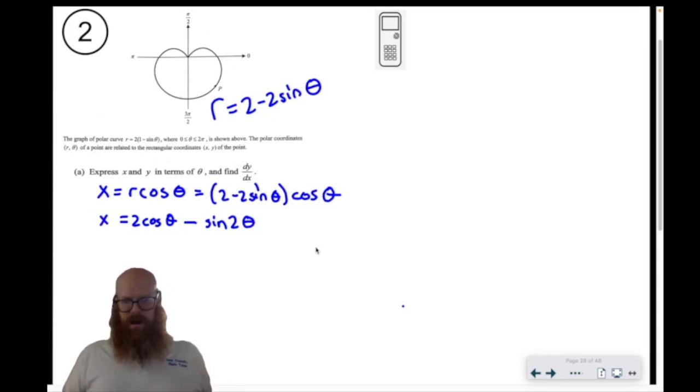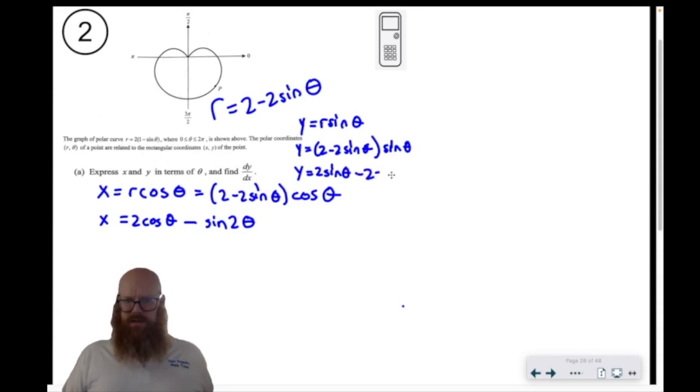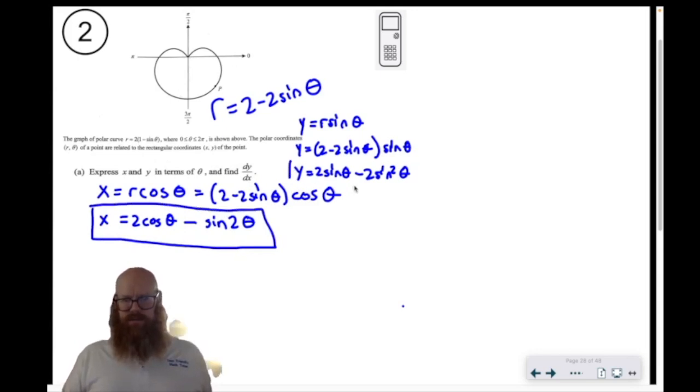And then y, I'm going to go up here for y. Y is equal to r sine theta. So y is equal to 2 minus 2 sine theta times sine theta, which means y is equal to 2 sine theta minus 2 sine squared theta. So the first part of this is expressing x in terms of theta and then y in terms of theta.